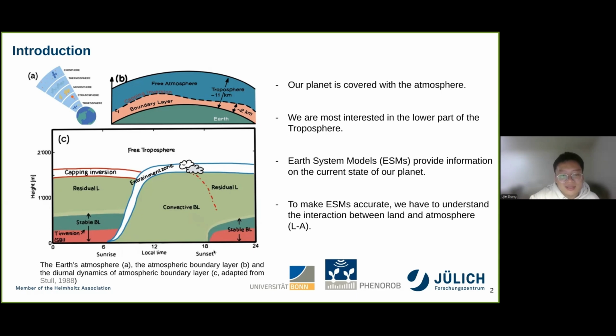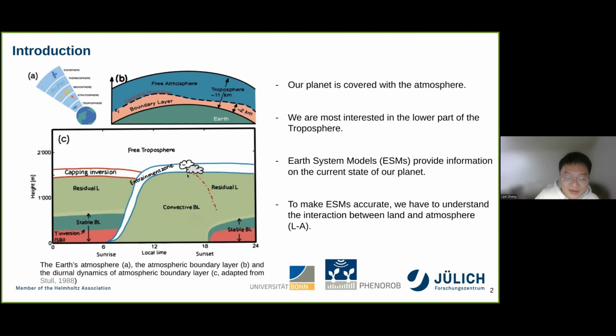But after sunset, because there's no incoming radiation anymore, the land surface becomes colder than the atmosphere, and that creates the stable boundary layer. But in this study, we only focus on the convective boundary layer. So you can regard it as we're only focusing on the daytime here.